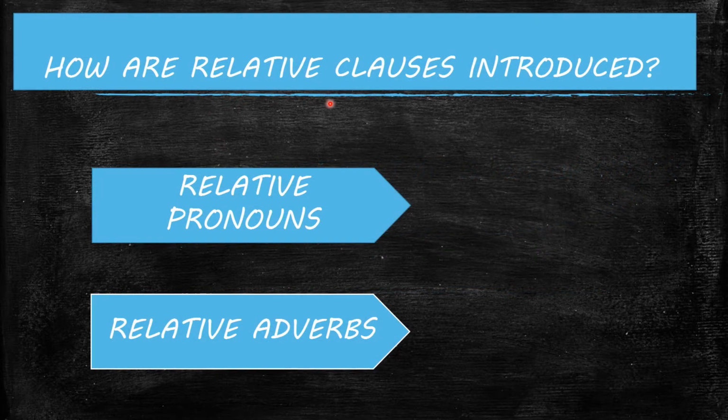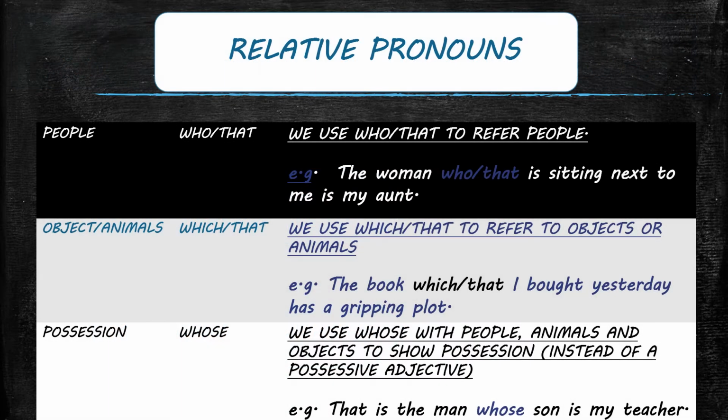How are relative clauses introduced? Relative clauses are introduced by relative pronouns and relative adverbs. Let's focus on relative pronouns. We have three types of relative pronouns: who and that, which refer to people; which and that, which refer to objects and animals; whose, which is used with people, animals, and objects to show possession instead of a possessive adjective.